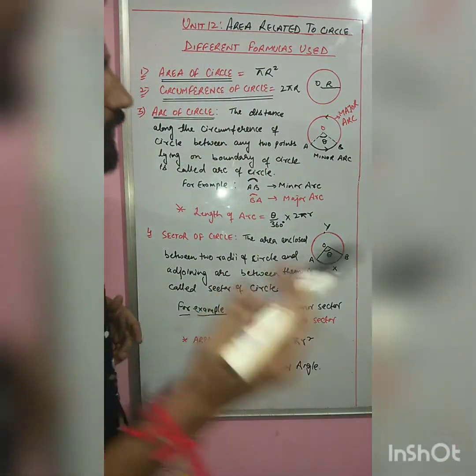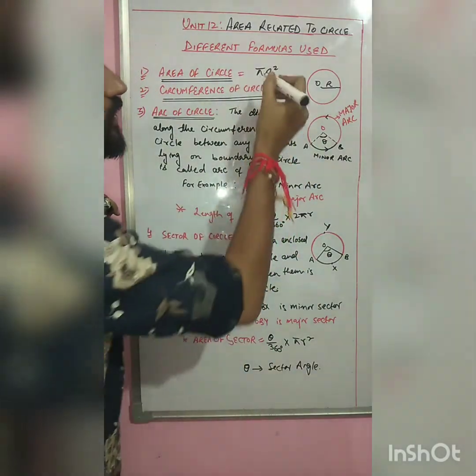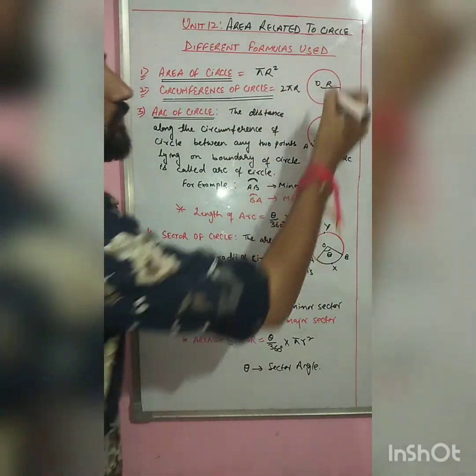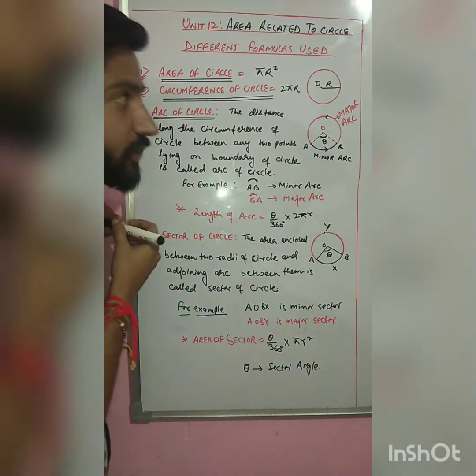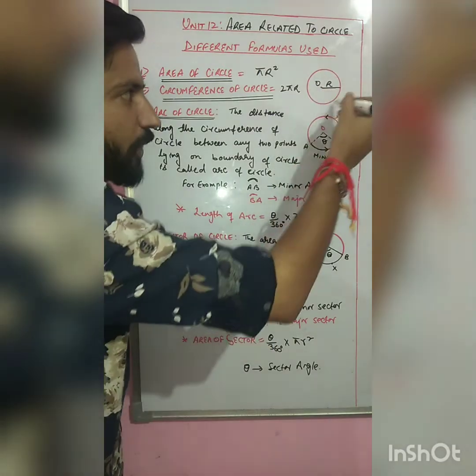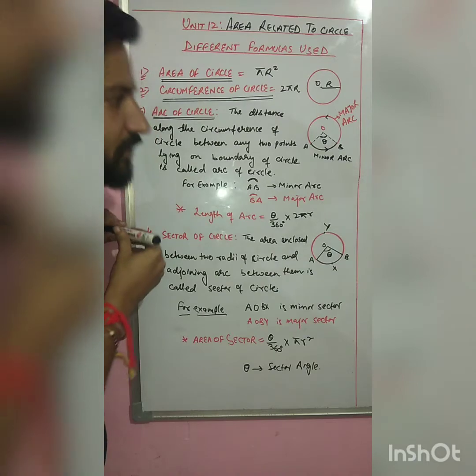So first of all, let's start from the very basic, the area of the circle. As you all know, the area of the circle is pi r square, where r is the radius. Circumference of the circle, that is the boundary of the circle, is 2 pi r. You have already read about this in the previous classes.